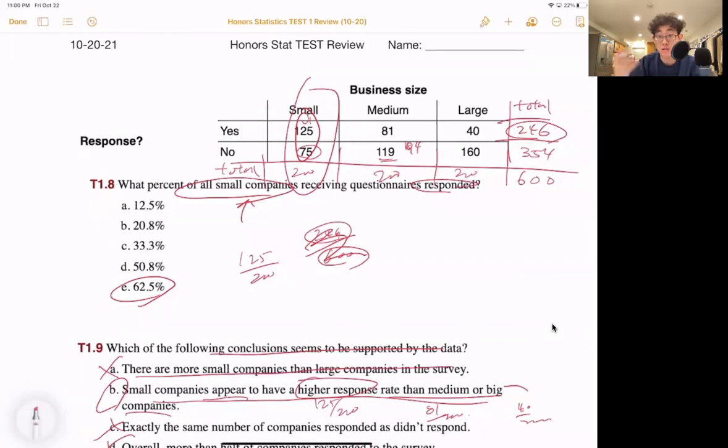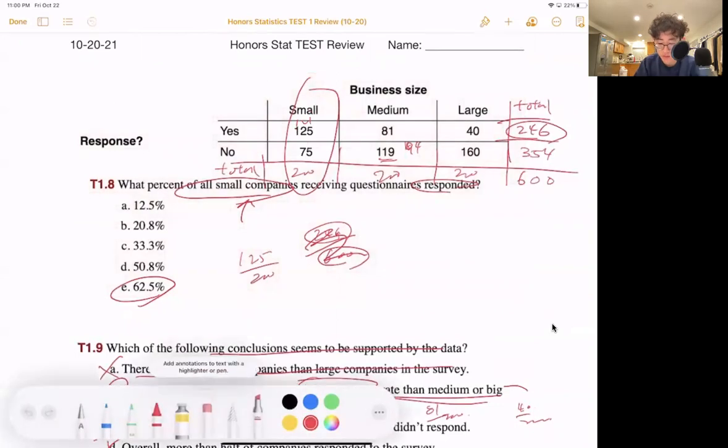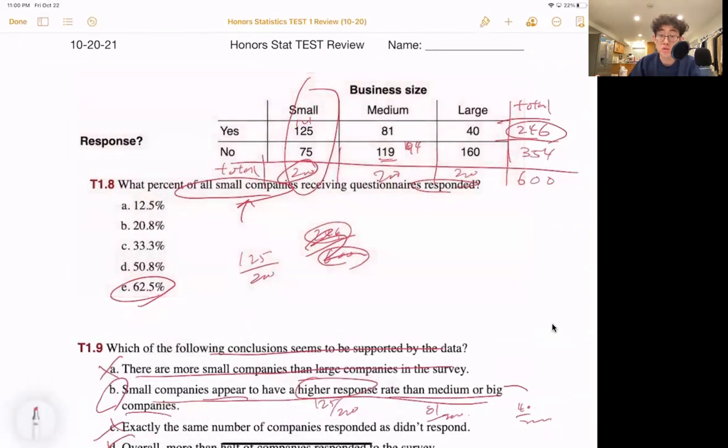So we are talking about just the small companies. That means I'm really just adding those two numbers up. 125 and 75 put together gives me 200. So out of those 200, how many responded? 125. 125 over 200, type that in your calculator and you get 0.625. Make sure you know how to translate that into percentages, please. You move that right twice, and that's 62.5.